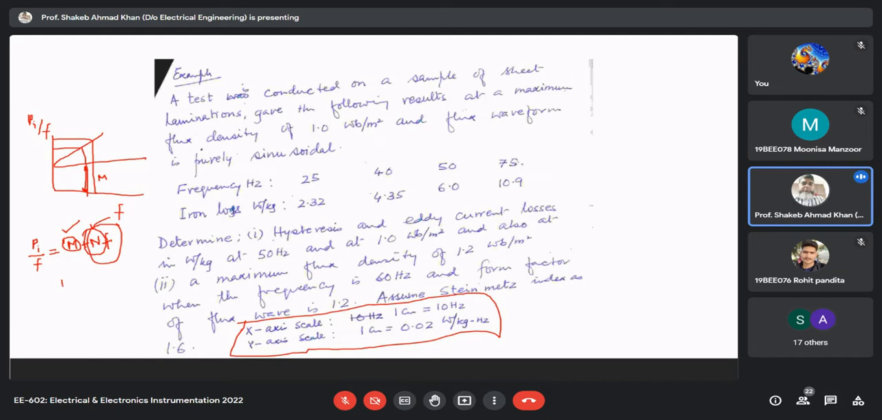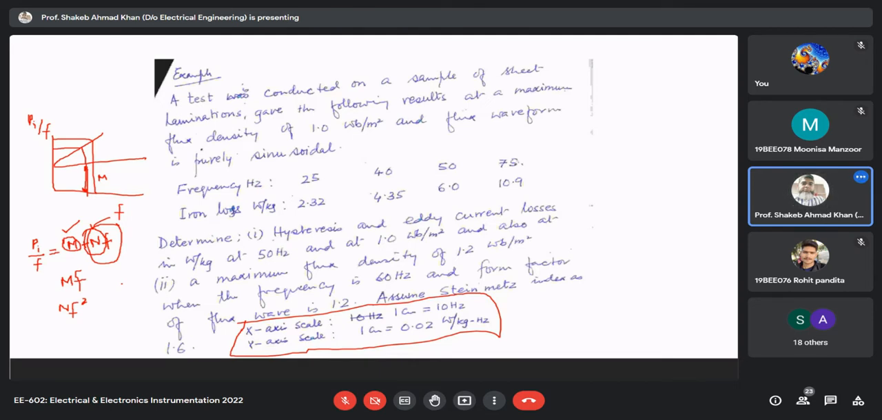So by multiplying M with the corresponding value of the frequency, we can find out the hysteresis loss, and by multiplying n by the frequency square, we can find out the eddy current loss. So this is how the eddy current loss and hysteresis loss are separated from the iron loss using the graphical method.